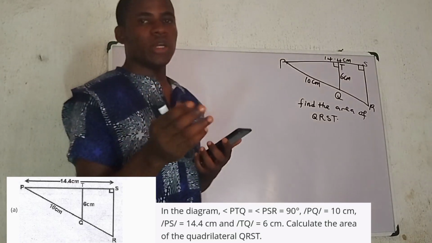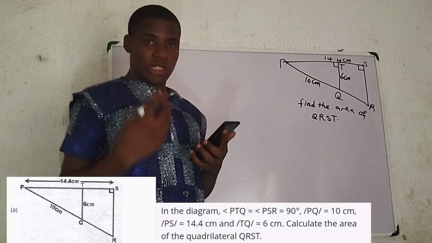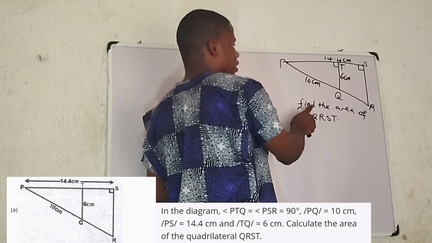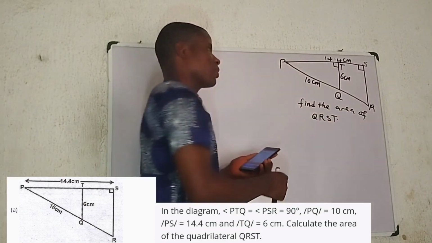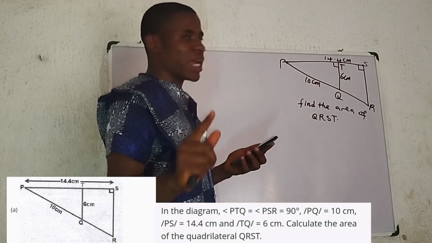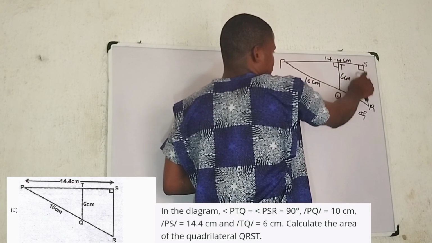Hi, you can see on our screen we have this shape on the board, right? Hope you can see it very well. Now, the question there says we should find the area of QRST. Now, we have a shape there, and you can see that it is a right angle triangle. Look at it, a right angle triangle. Look at the right angle here.